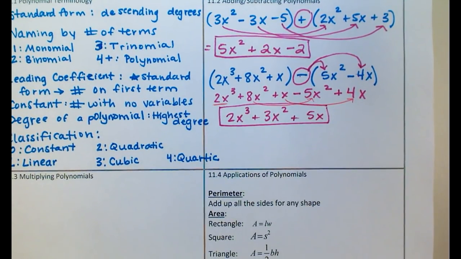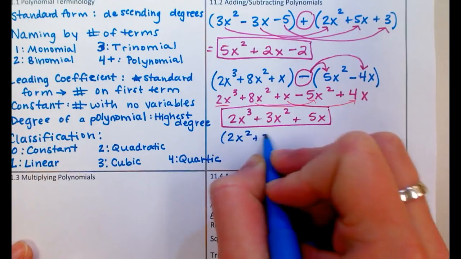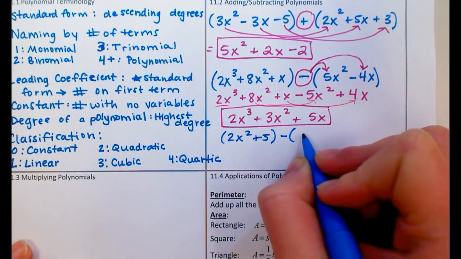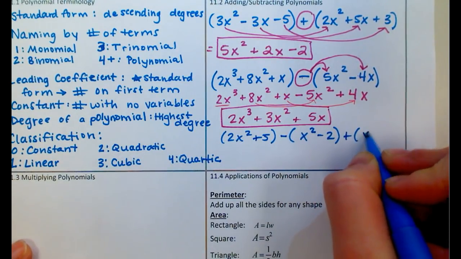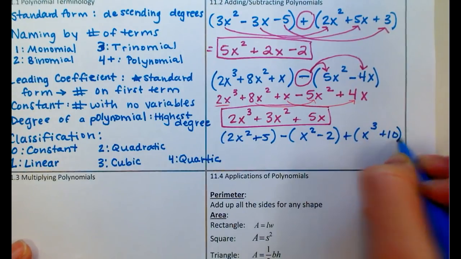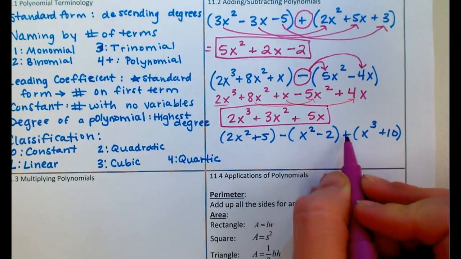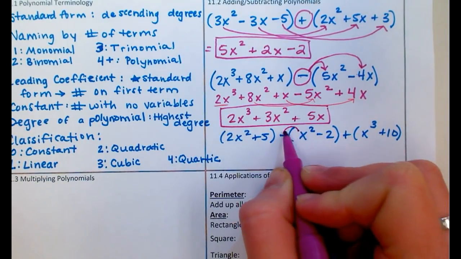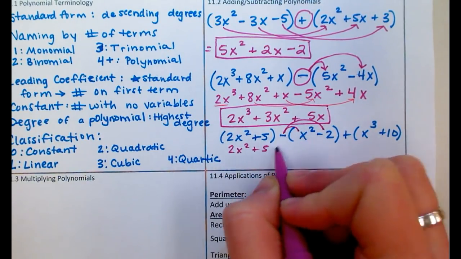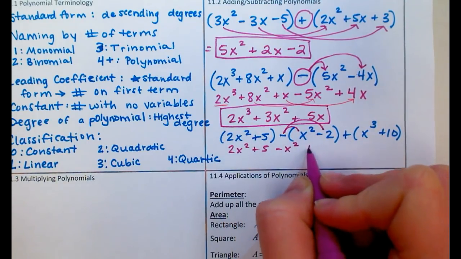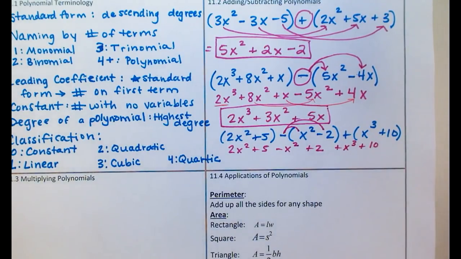One more type of problem we did with addition and subtraction. If I had 2x squared plus 5 minus x squared minus 2 plus x cubed plus 10, I've got to distribute the negative, but only to this binomial. This is a plus sign in front of that one. So I'm going to first distribute the negative to this binomial, and I have 2x squared plus 5 minus x squared plus 2, and then these signs will not change, x cubed and positive 10.